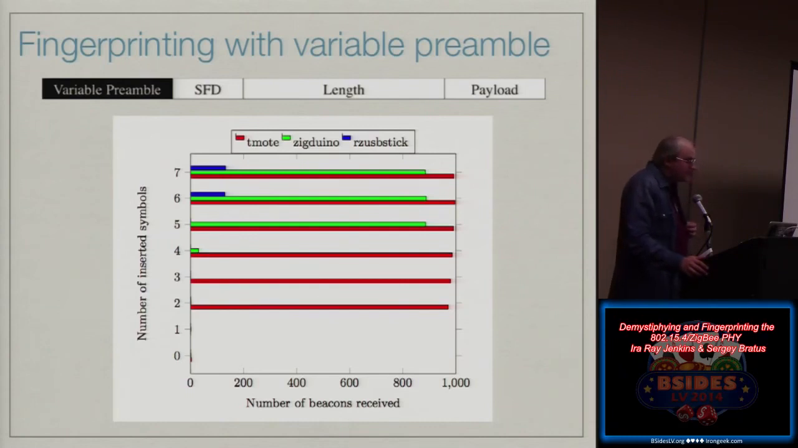The red is the T mode, and the T mode receives all of those shortened preamble frames starting with 2 nibbles. And that's a Chipcon chip. The RZ-USB stick, which is the Atmel chip, only hears things with 6 or 7 nibbles, and even that not very well. And the Zigduino is somewhere in the middle. So I can talk the dialect of just the varying preamble, and already distinguish between the chips.